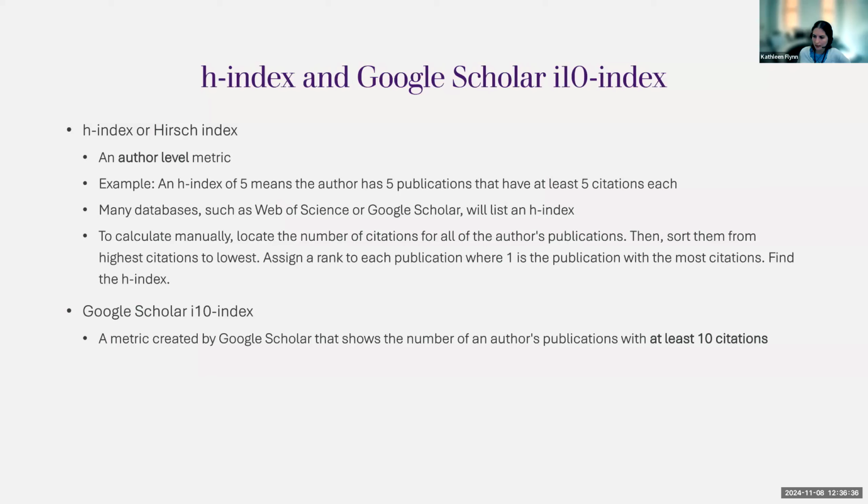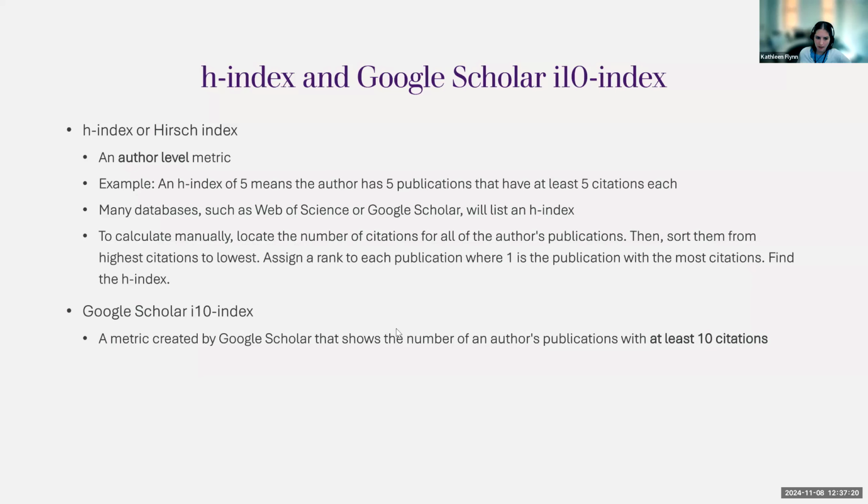Another big metric that you'll see is an author level metric. So this is a method of evaluating an author's career, and it's called the H index. An H index of 5 means that that author has 5 publications that have at least 5 citations each. And many databases such as Web of Science or Google Scholar will list an H index for an author, and of course they'll be using their citation counts, so they might vary. H index varies a little less than the citation counts just because of how it's calculated.